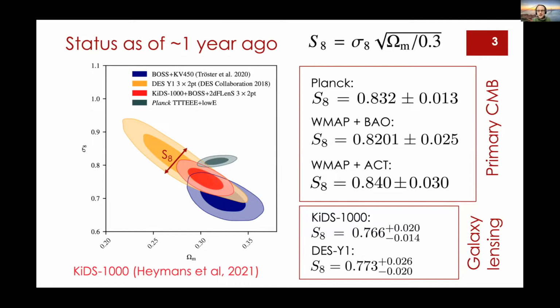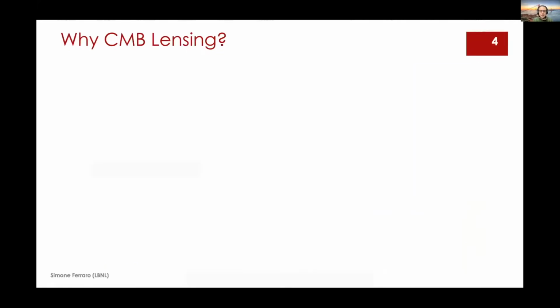So we thought: do we also have another form of lensing, which is CMB lensing, and can CMB lensing say anything interesting? Also because it has very, very different systematics from galaxies themselves. All right, so why CMB lensing?